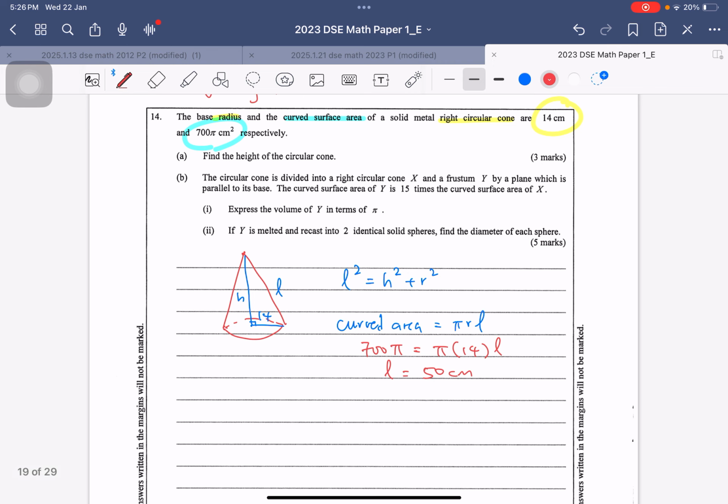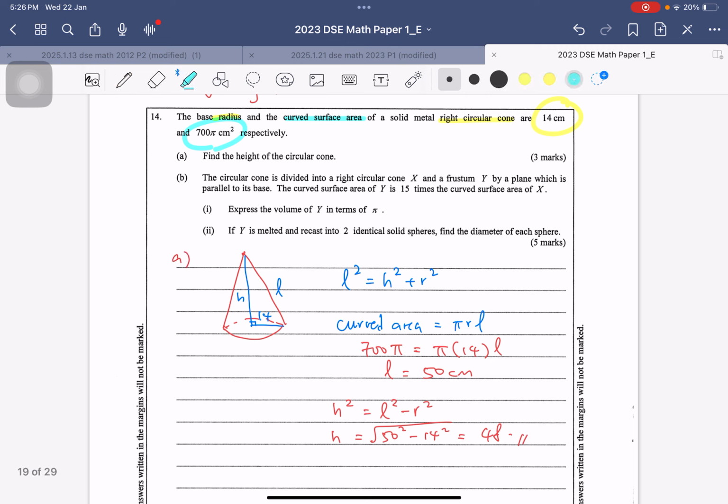And now we can use the formula, which is the height squared equal to the slant height squared minus the radius squared, so that we have the height is equal to the square root of 50 squared minus 14 squared, giving you the answer, which is equal to 48. So that's the height of the circular cone.